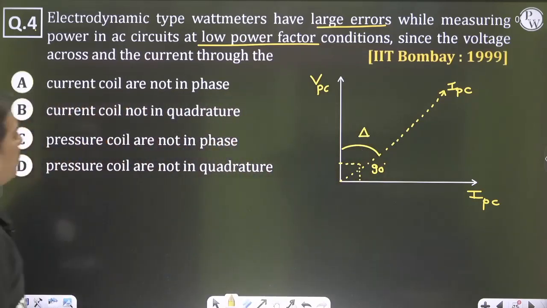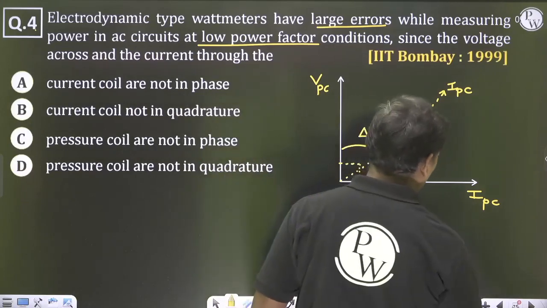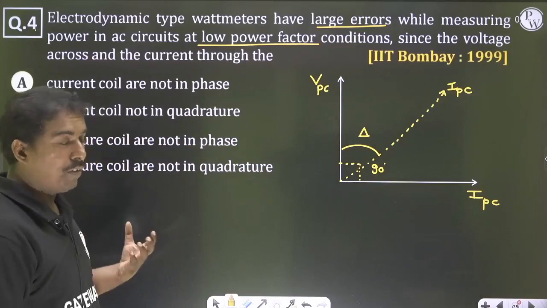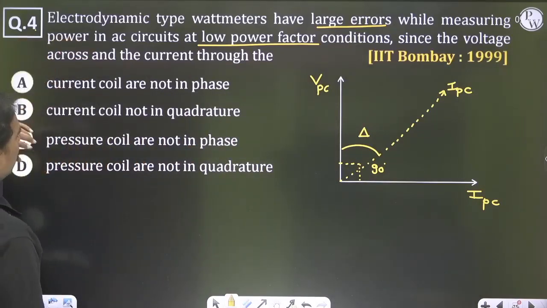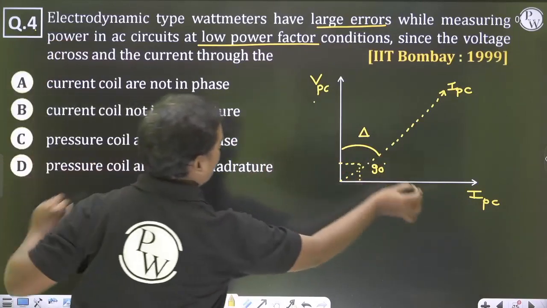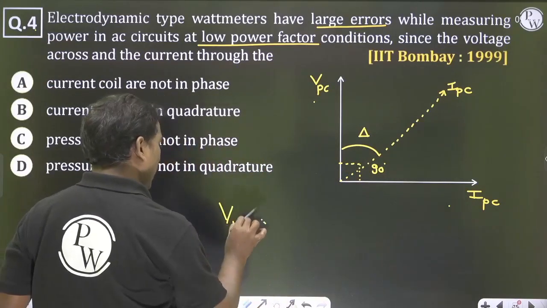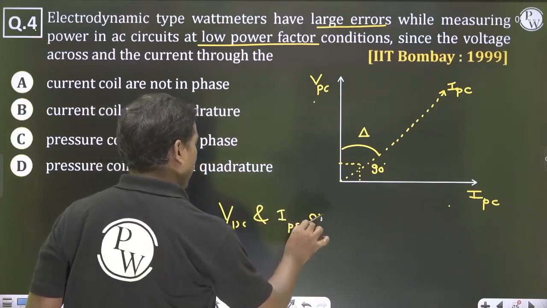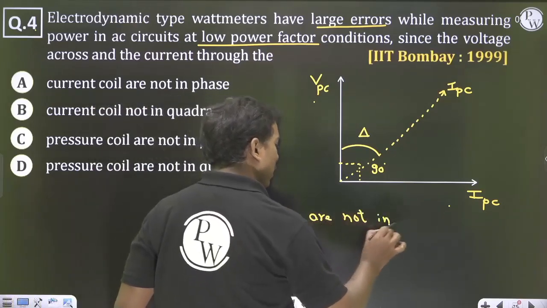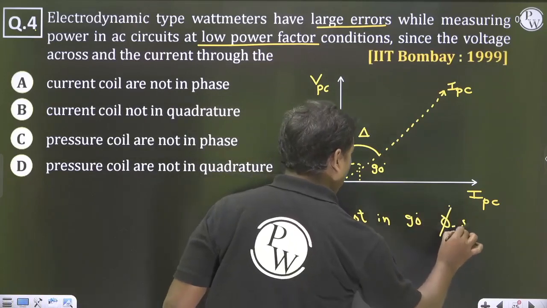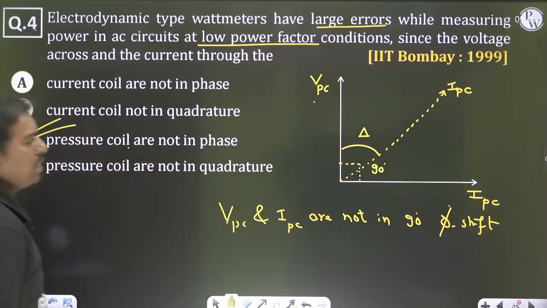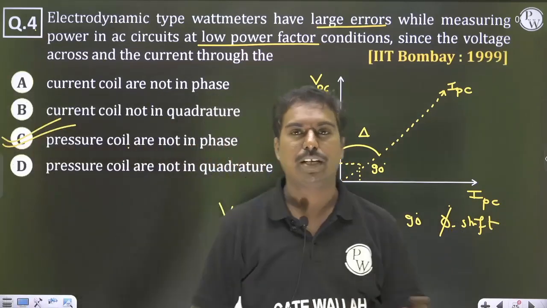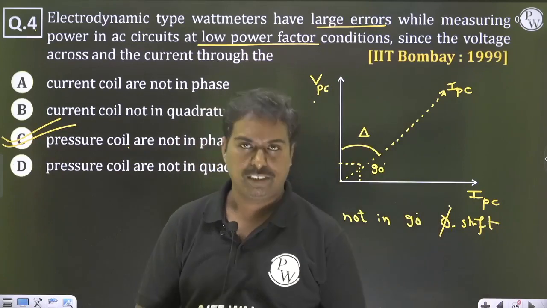So what is the reason for the errors? The error is due to the voltage and current of the pressure coil not having a 90 degree phase shift. That is the point. So the right answer is pressure coil related. Option C is the right answer. That is the reason why we are getting the error, due to pressure coil inductance.